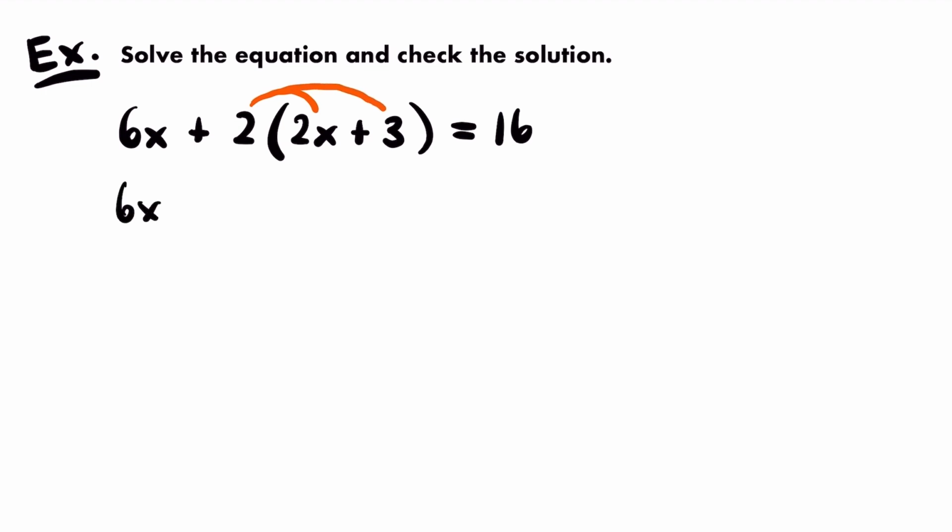So we'll have 6x plus 2 times 2x. You can multiply 2 by the coefficient. 2 times 2 is 4, but don't forget to keep that same variable part of x. And then 2 times 3 is 6, so we have plus 6. Okay, and then all of that is equal to 16.